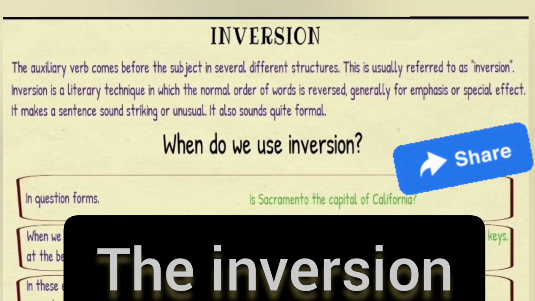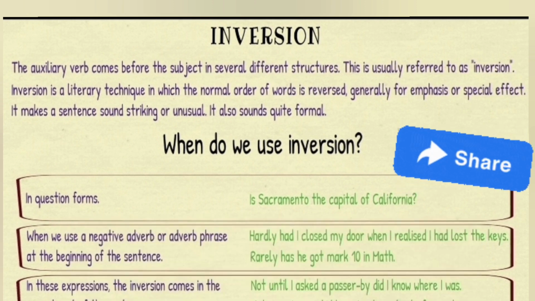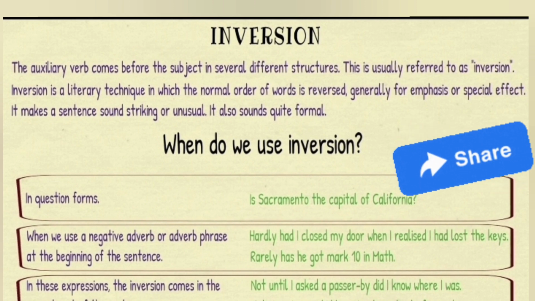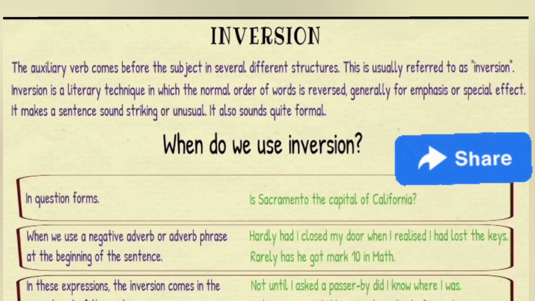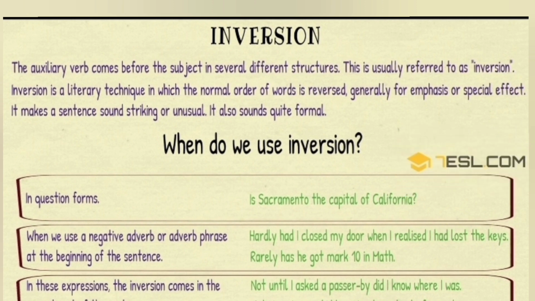So the most important thing to know about inversion is the auxiliary. If you have an auxiliary, you use it. If you don't have an auxiliary, you use do, does, or did. So the auxiliary verb comes before the subject in several different structures. This is usually referred to as inversion.